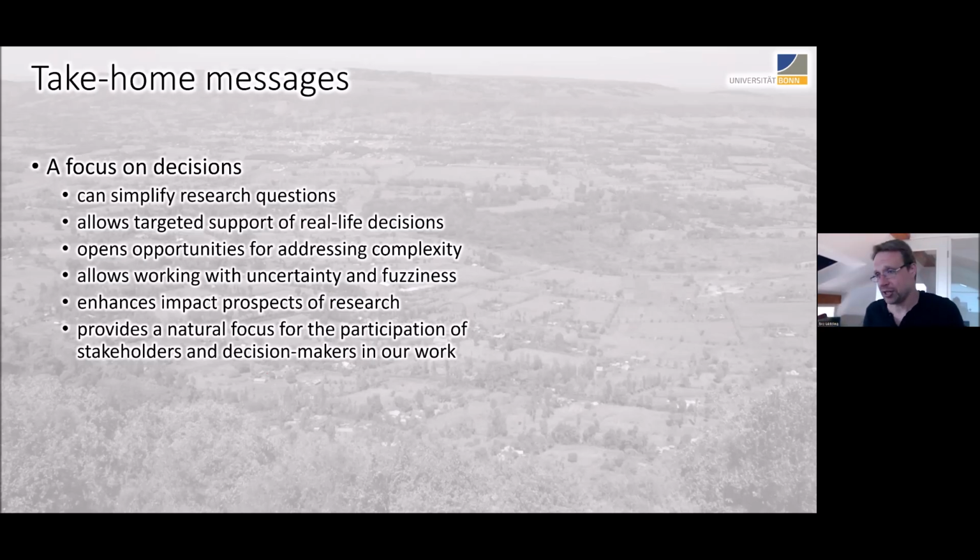And I think particularly important or promising is that it provides a natural focus for the participation of stakeholders and decision makers in our work, because it's often actually quite hard to get decision makers especially excited about what we do, because they may not see the relevance of it for their own work. But if we actually identify a decision that's on their mind anyway, it makes it, in our experience, much more likely for people to get involved. I think it raises the salience, the relevance of our research, because we really try to design our work in a way that is relevant.